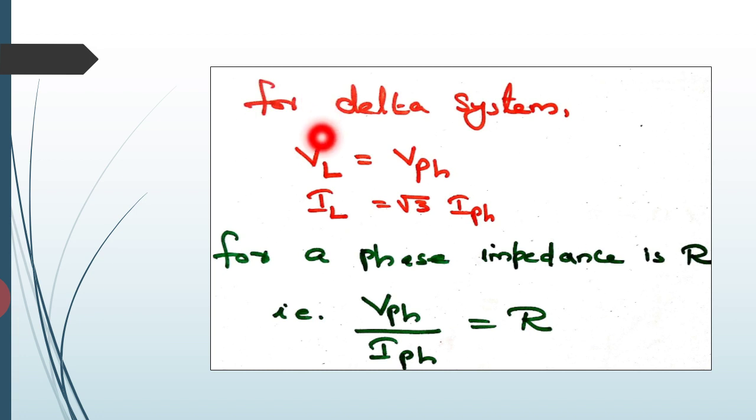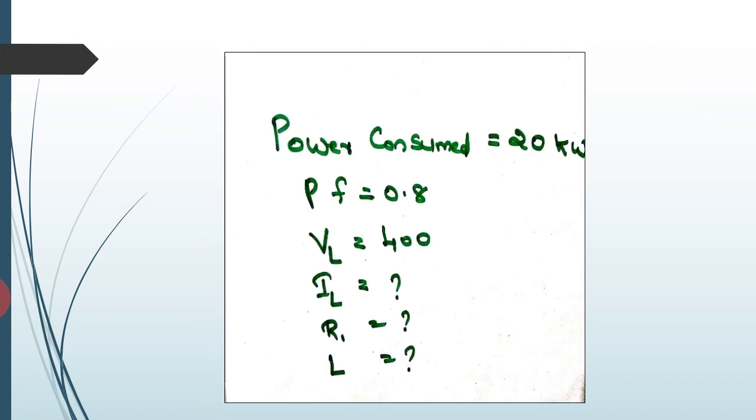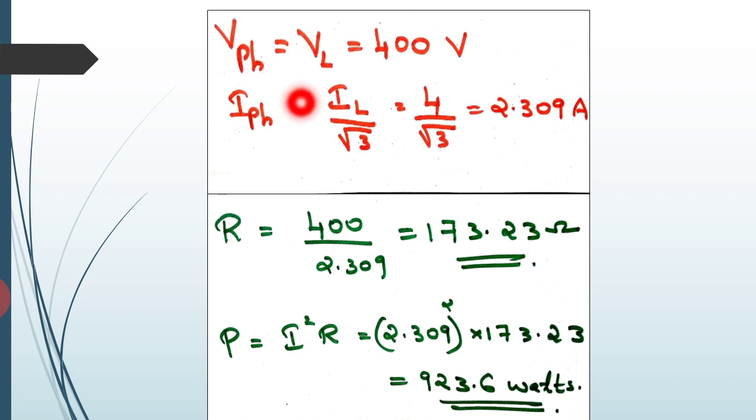We know that VL is equal to V phase in the case of a delta connected system, and IL equal to root 3 I phase. By using this relation, we are obtaining V phase and I phase. Once we obtain V phase and I phase, R can be obtained. So V phase equal to 400 volt, I phase is equal to IL by root 3, 2.309. So R equal to 400 by 2.309 equal to 173.23 ohm, and power is equal to I square R, it is 923.6 watts. So this is about power and resistor value of the particular question.